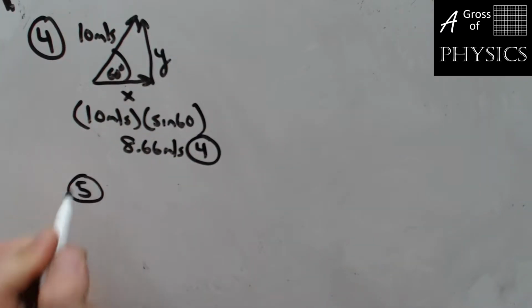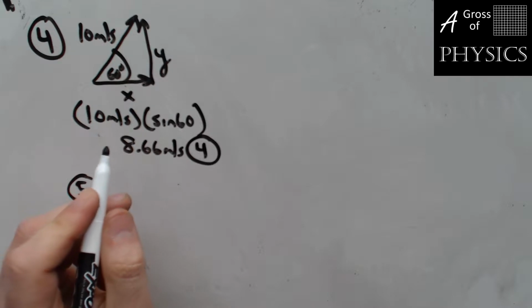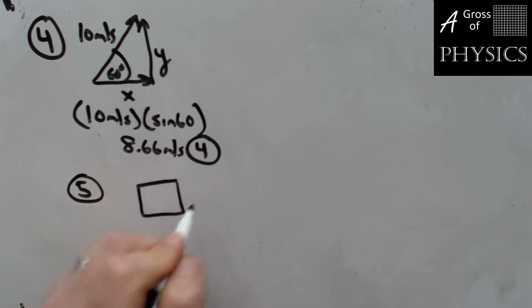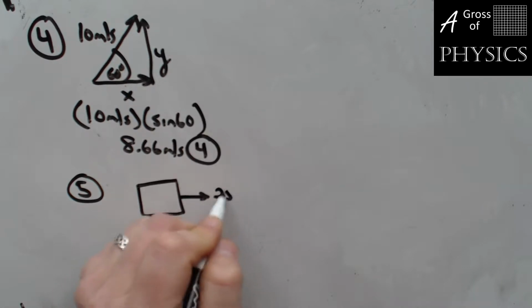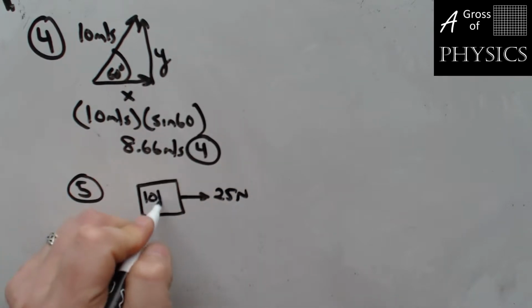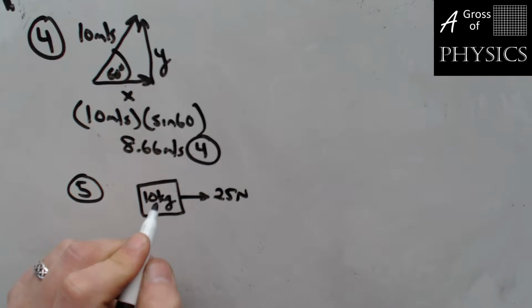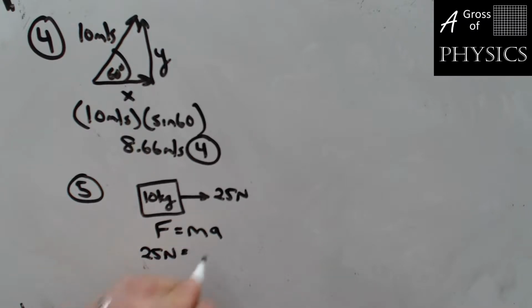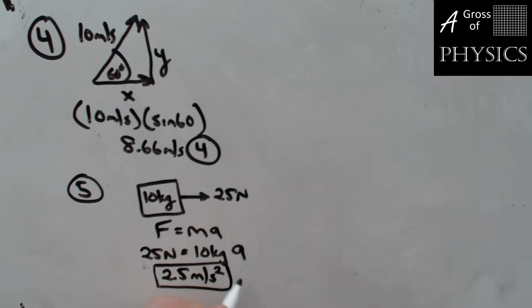All right, number 5. A net force is applied horizontally to a 10-kilogram block resting on a table. If we draw a free body diagram, 25 newtons, 10 kilograms. What's the acceleration? Well, this is strictly F equals ma. 25 newtons equals 10 times a. 25 divided by 10 is 2.5 meters per second squared. Choice 4.